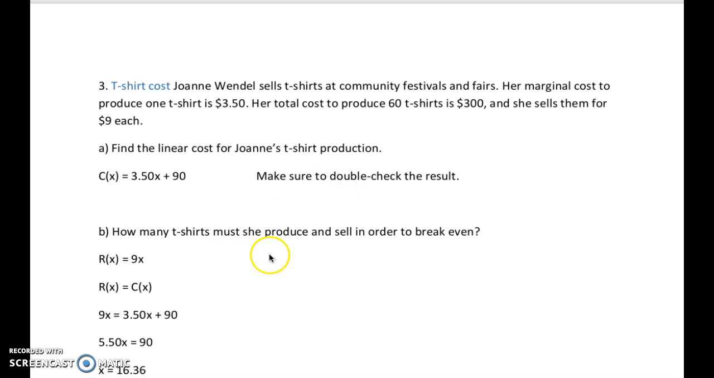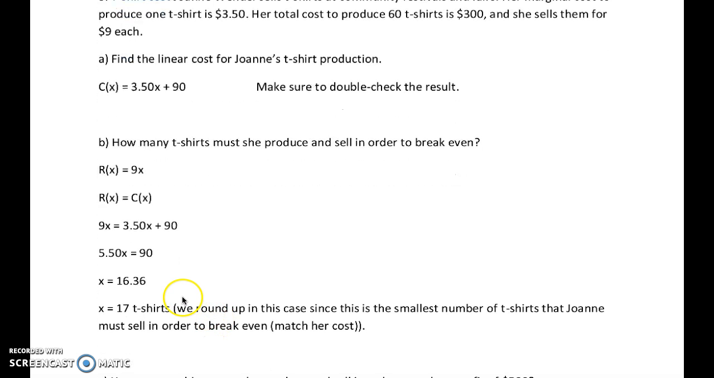So we want to know how many t-shirts she must produce and sell in order to break even. Remember, our revenue equals our cost is our break even. So our revenue is $9 per t-shirt. She sells them for $9 each. We're going to set each of these equations equal to each other. So 9x is equal to $3.50x plus 90. And we'll go ahead and solve, and we get $16.36. Okay. This is not a money amount, even though it looks like it.